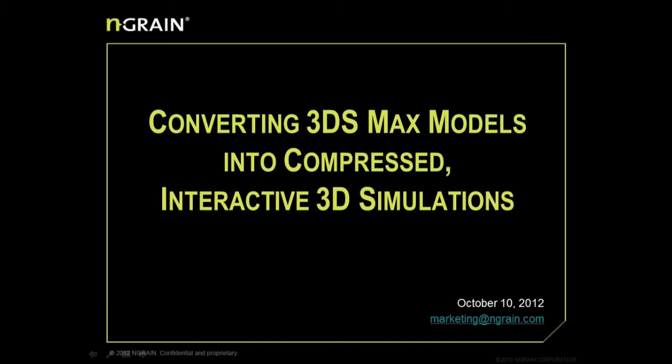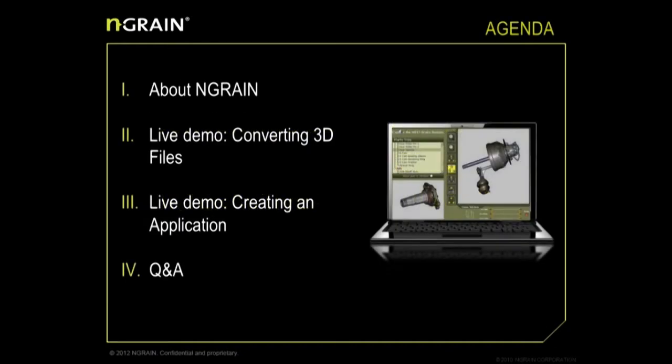I'll be passing along the session to him in a few moments, but for those of you that are new to NGRAIN, I wanted to start with a bit of an overview. Once I've spoken about NGRAIN for a minute or two, Roland will be taking you into a live demonstration showing you how you can convert your 3D Studio Max files into the compressed interactive NGRAIN format, and we'll actually put the resulting file into an application.